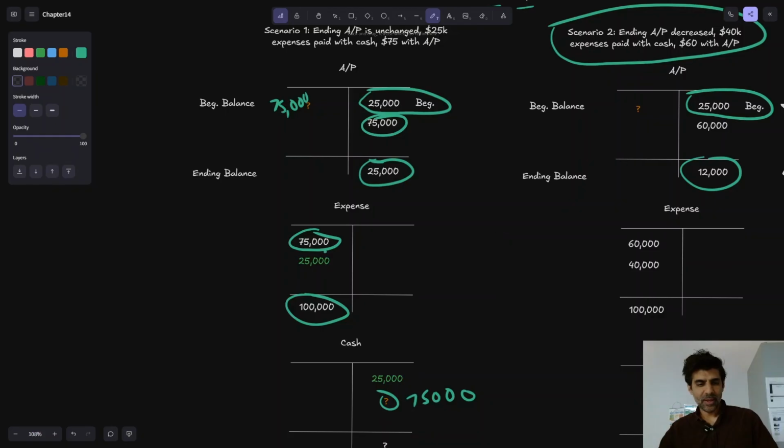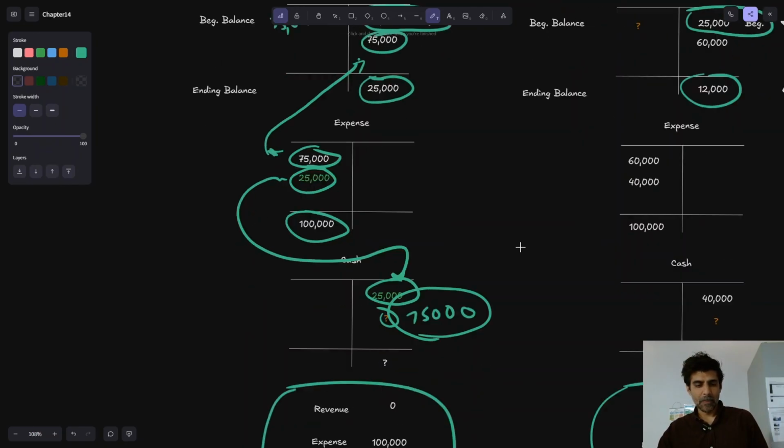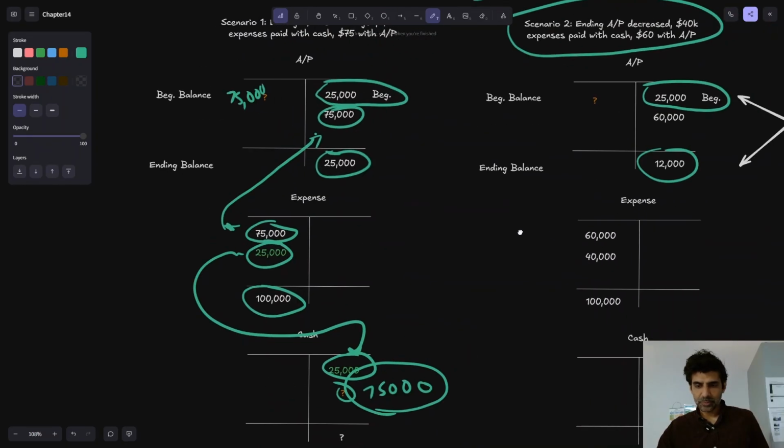These two are related. This and this are related because in this case we paid 75,000 with accounts payable, and this 25,000 we paid with cash. So that's already in cash. Do we agree with that? That 25,000? Because we just paid off those expenses straight up with cash. Okay? So now we agree that this 75,000 in cash is here. Okay, so let's just do the other side.